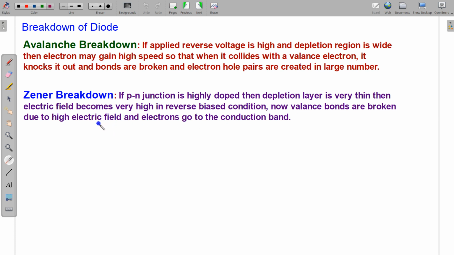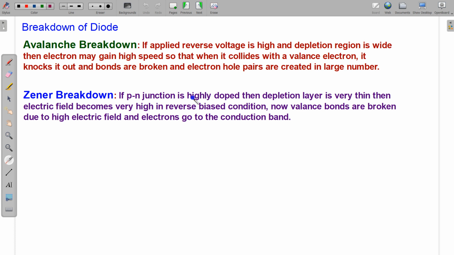This is known as internal field emission, and electrons go to the conduction band. Electrons are now free and they go to the conduction band, and a large number of electron hole pairs are generated and the current increases sharply. So the condition of Zener breakdown can be controlled by us.